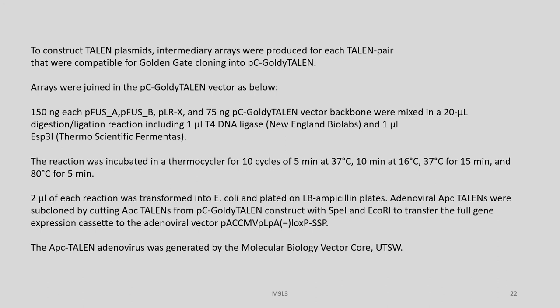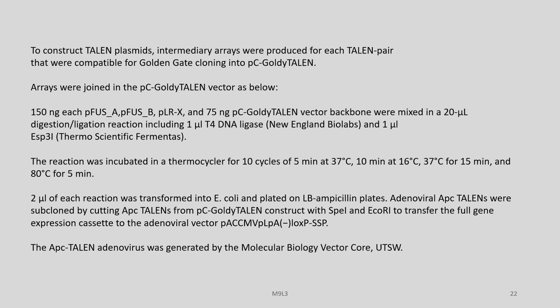pCGoldyTALEN. Arrays were joined in the pCGoldyTALEN vector as below: 150 nanogram each pFUS A, pFUS B, pLR-X, and 75 nanogram pCGoldyTALEN vector backbone were mixed in a 20 microliter digestion ligation reaction, including 1 microliter T4 DNA ligase and 1 microliter Esp3I. The reaction was incubated in a thermocycler for 10 cycles of 5 minutes at 37 degrees centigrade, 10 minutes at 16 degrees centigrade, then 37 degrees for 15 minutes and 80 degrees centigrade for 5 minutes. 2 microliter of each reaction was transformed into E. coli and plated on LB ampicillin plates.